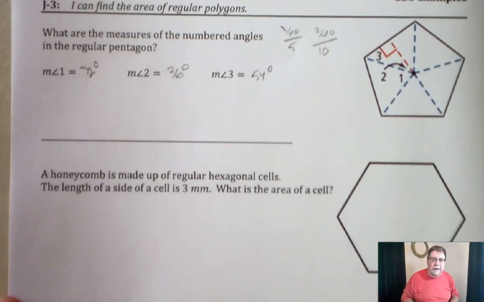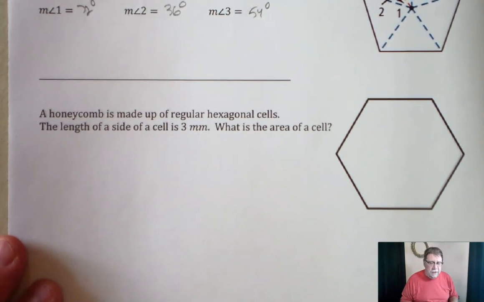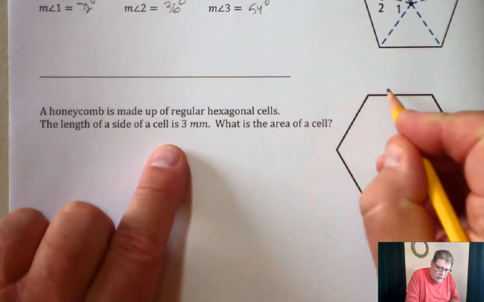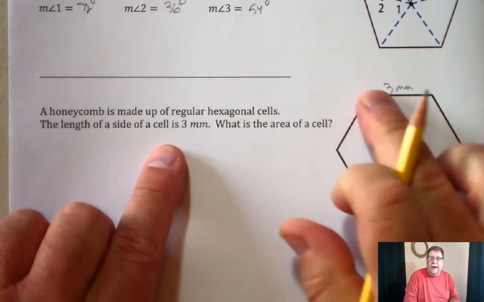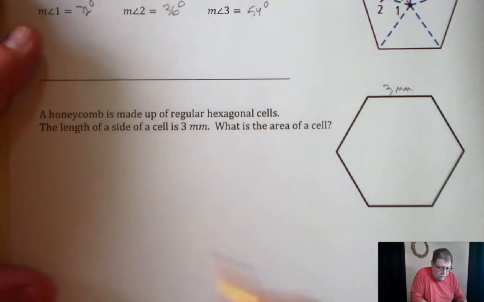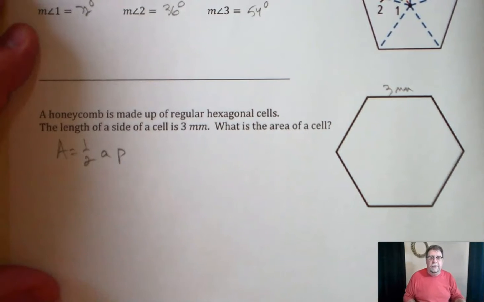But I'm more interested in finding the area of a regular polygon. So this one is a honeycomb made up of regular hexagonal cells. The length of a side is 3 millimeters. So every side is 3. What's the area of the cell? I want to start with the formula. The formula is area equals 1/2 apothem times the perimeter.